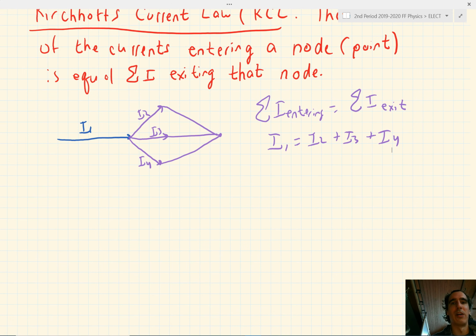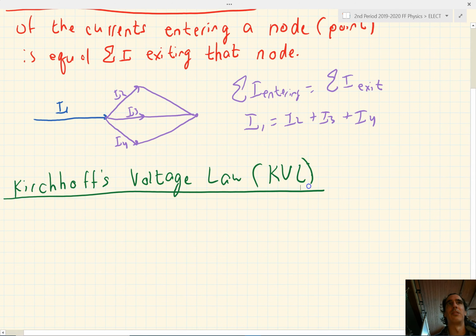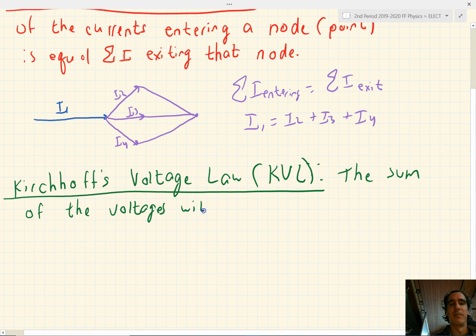The other law is Kirchhoff's voltage law, and we'll call that KVL. Kirchhoff's voltage law states that the sum of the voltages within a loop is equal to 0 volts.